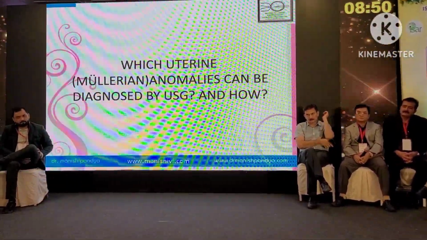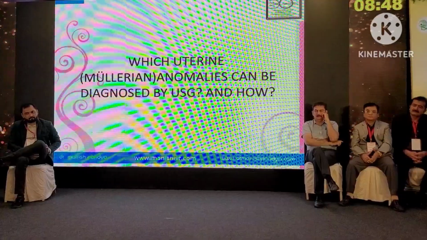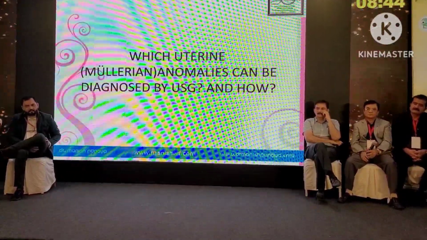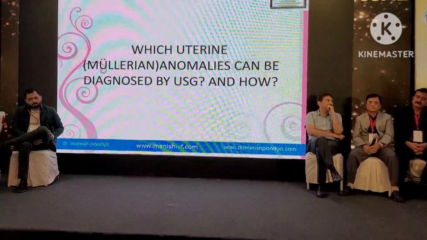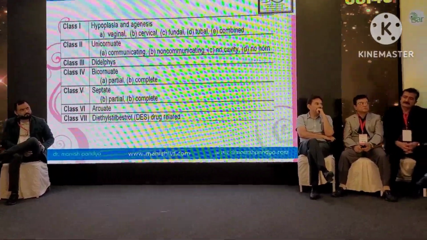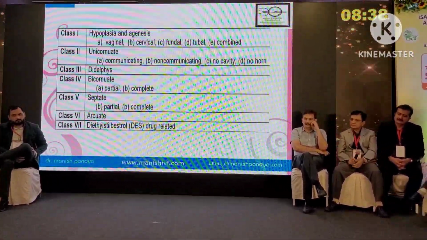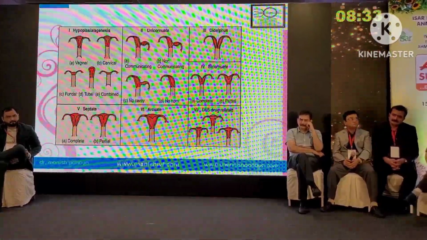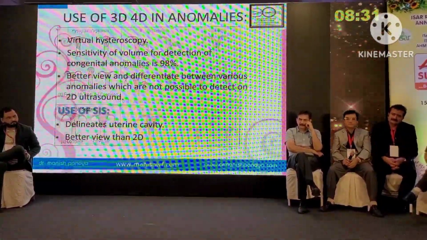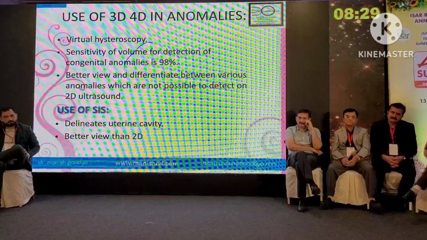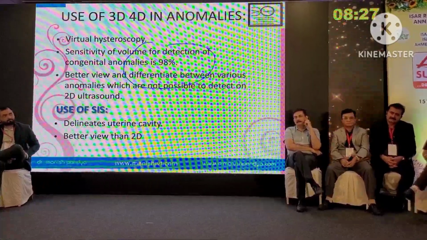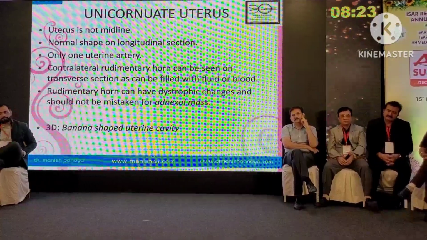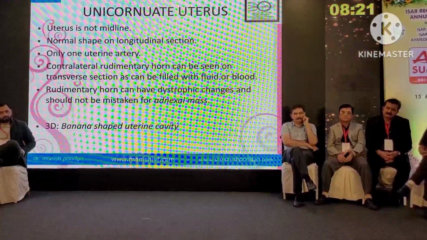Okay, sir. Now, which uterine Mullerian anomalies can be diagnosed by ultrasound and how? How many of you will diagnose Mullerian anomalies? There is a list of class 1, class 2, class 3, class 4, class 5. We have got 8 minutes on this, so we are going a little bit fast. These are all different, but here 3D will definitely help. If you see a banana, then think of a unicornuate uterus. A unicornuate uterus always looks like a banana.